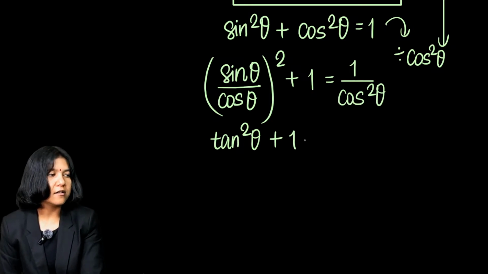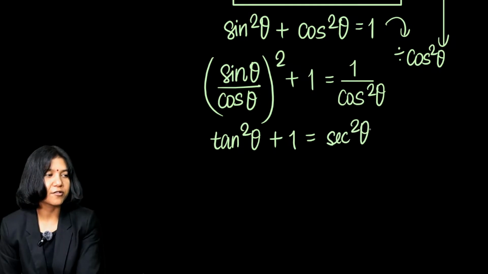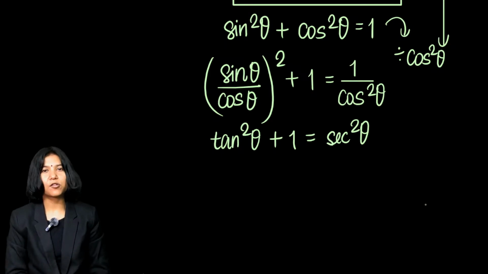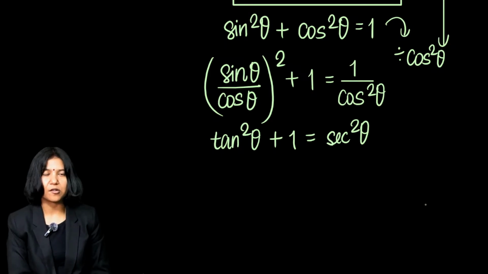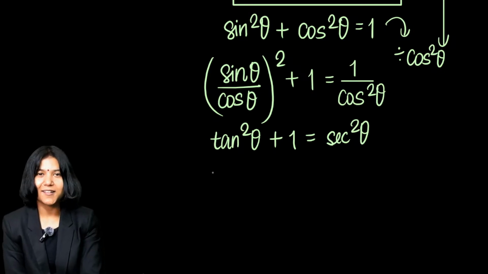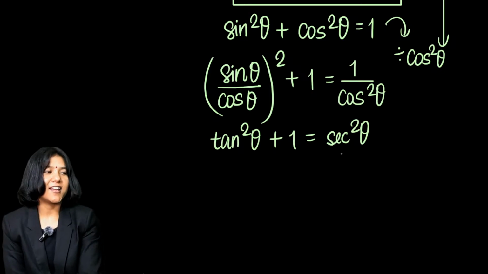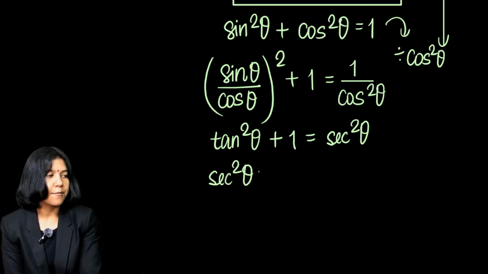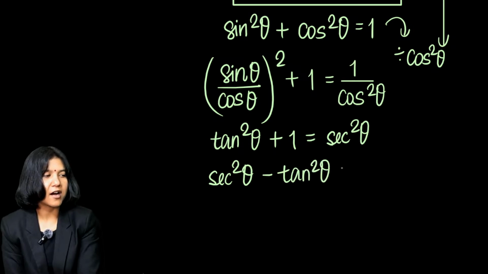Plus 1 equals to, what's the reciprocal of cos? Sec. So I just got the third trigonometric rule telling me that tan square theta plus 1 is always equal to sec square theta. If you want to remember this, it's always going alphabetic. You can think sec square theta minus tan square theta is equal to 1, QRST. Yeah, it's going alphabetic here.